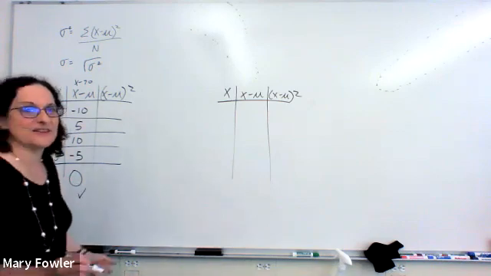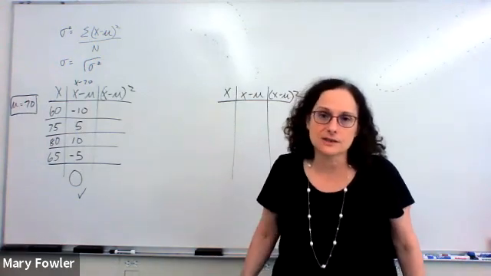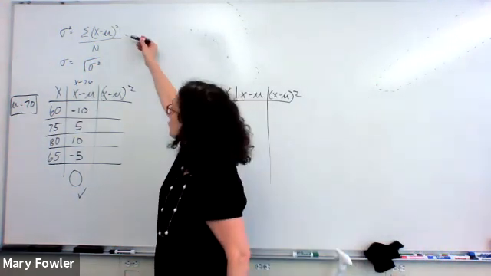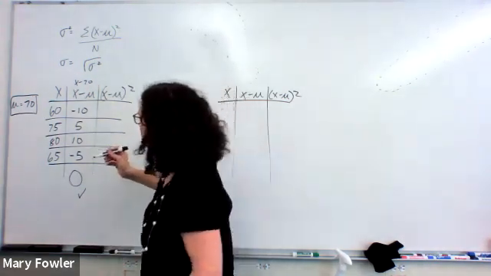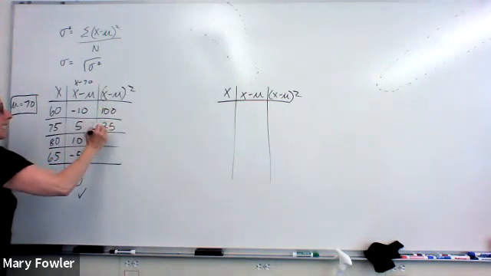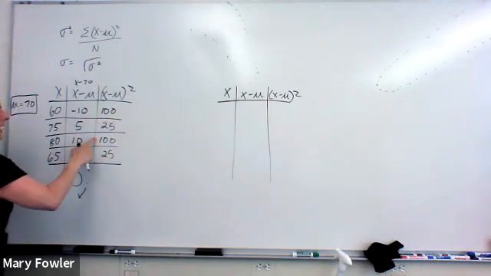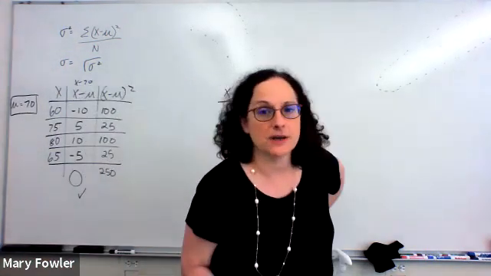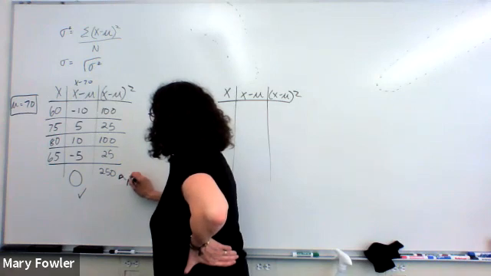Notice that our deviations still sum to 0, and that's our check that we have calculated the deviations correctly. So we're going to follow the formula. We square the deviations, then add them up, and that will be our numerator. Minus 10 squared is 100, 5 squared is 25, 10 squared is 100, and 5 squared is 25. We add them all up, 250. That's the numerator in my standard deviation calculation.